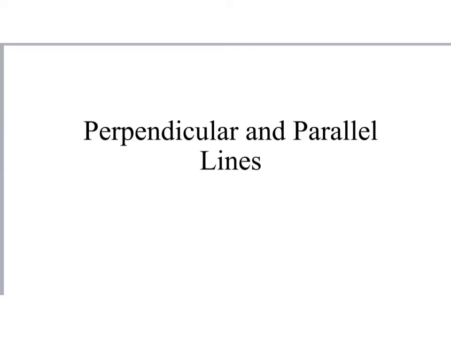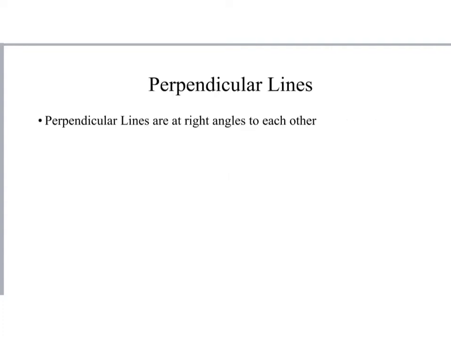Hello everybody. So today we're going to learn about the two terms parallel and perpendicular and what they mean in terms of lines. So the first one we'll look at is what a perpendicular line is. The definition of a perpendicular line, or two perpendicular lines, is lines that are at right angles to each other.